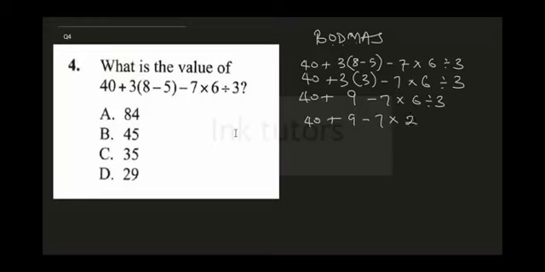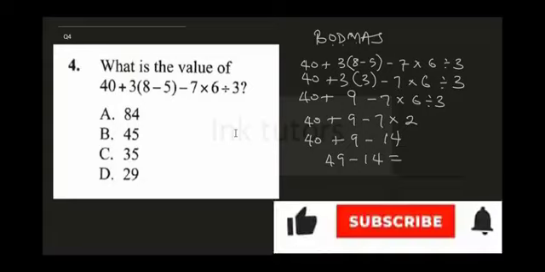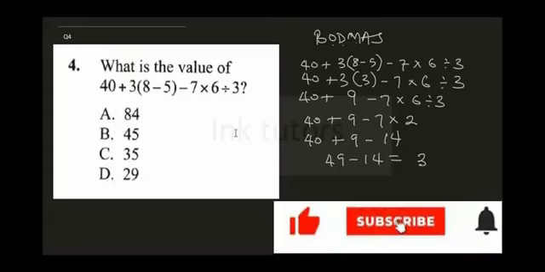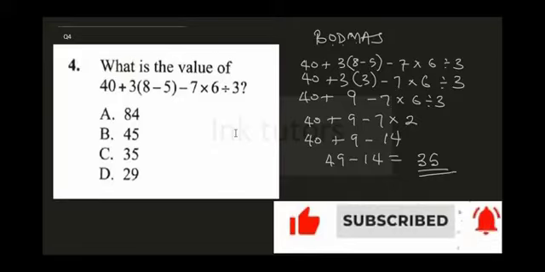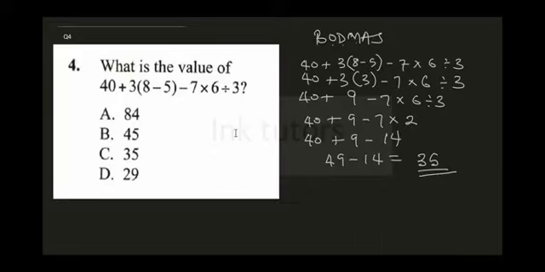So from here, we treat our multiplication. This will be 40 plus 9 minus 14. This is going to be 40 plus 9, which is going to give us 49 minus 14, and this is going to give us 3 and 5. So 35 is our final answer. Now, so I'm going to take my 35. So you need to know that the correct answer here is C.